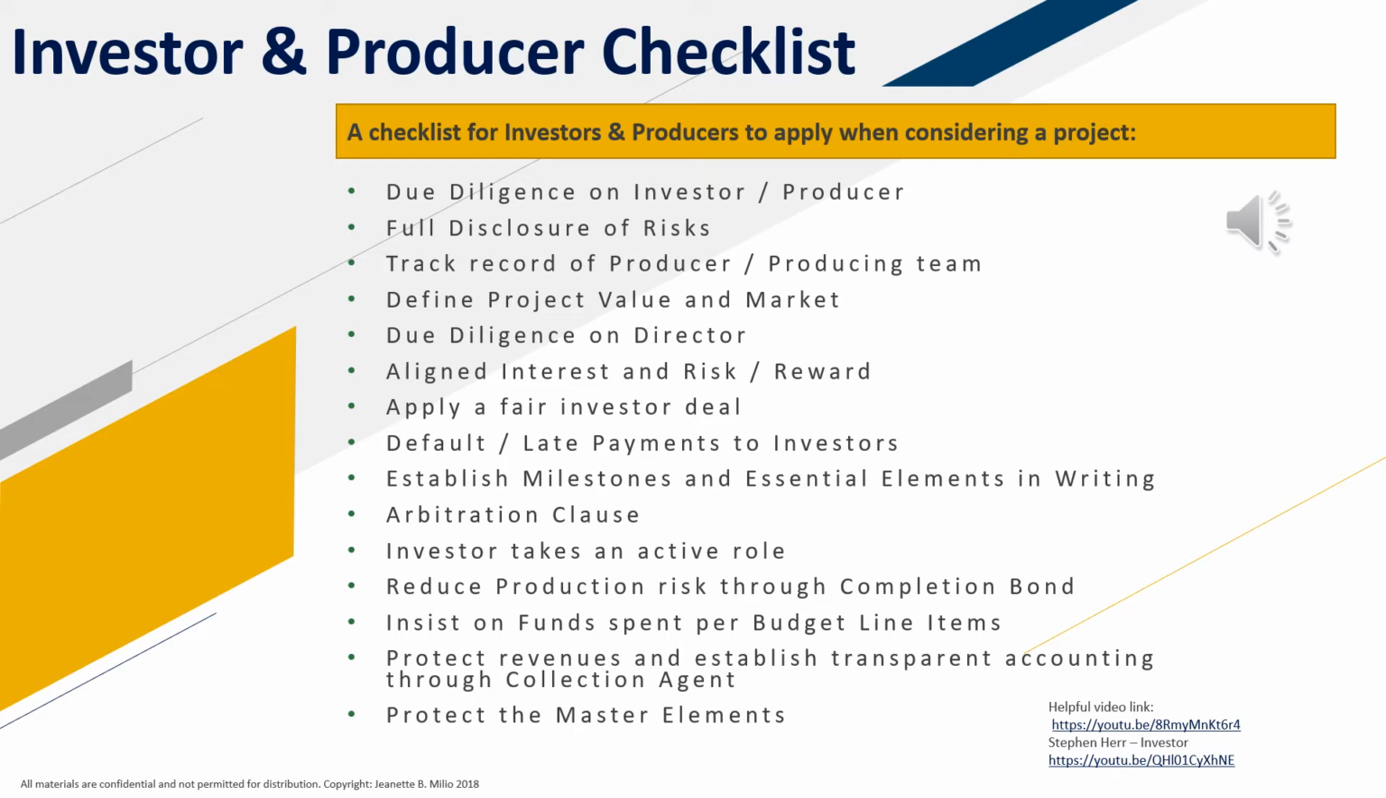You should always insist on funds spent per budget line item. However, in some cases you might go over budget in the wardrobe department and you'll be under budget in the camera department. So there is a way to balance things out, but at the end of the day, the idea is to stay within the line items as much as possible.